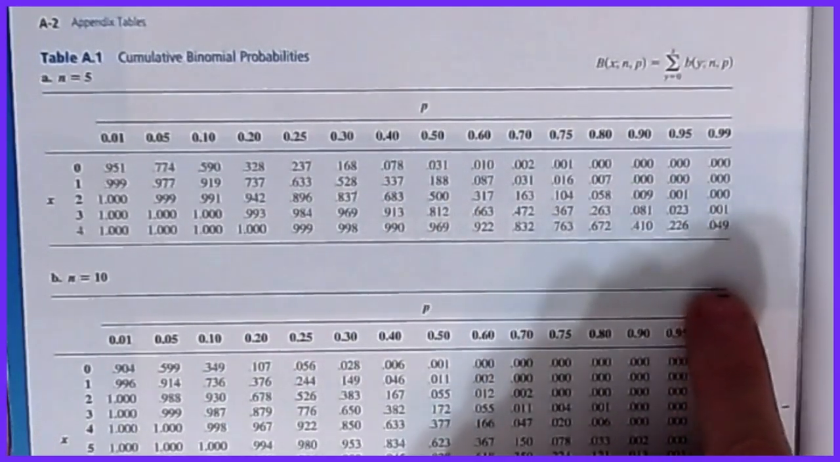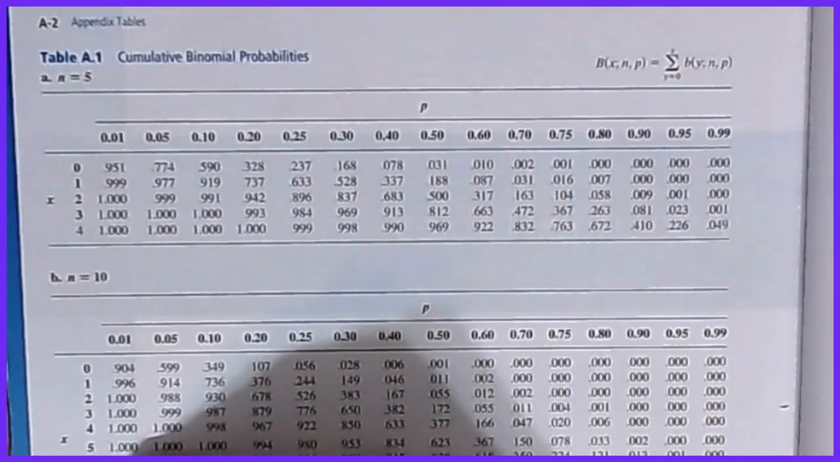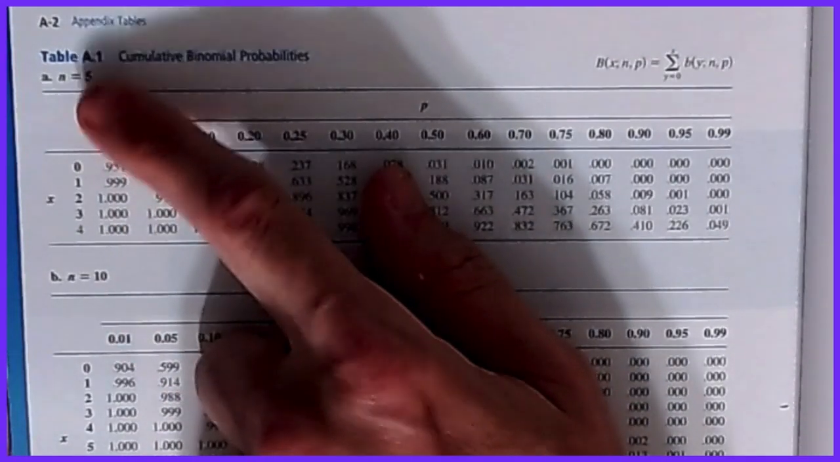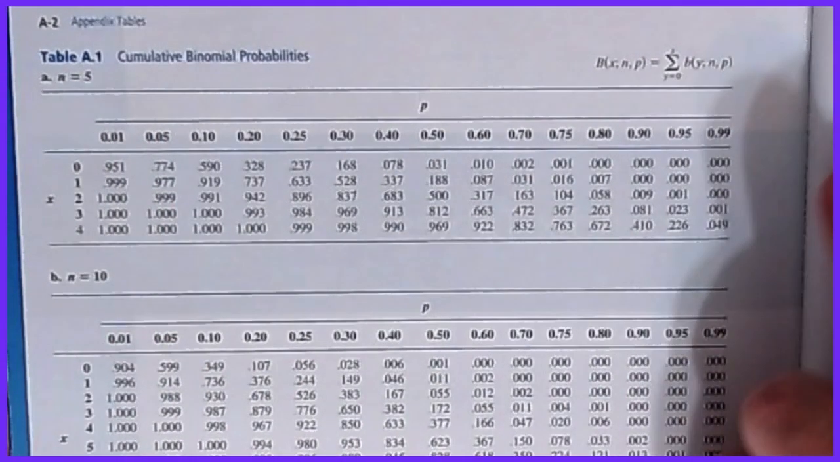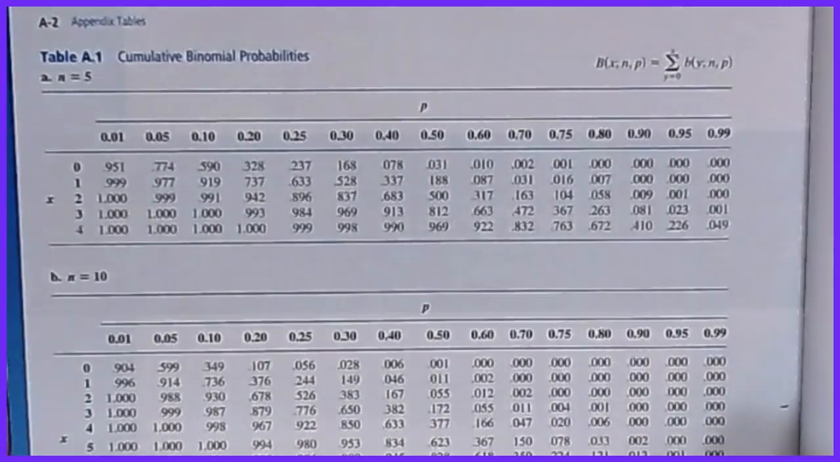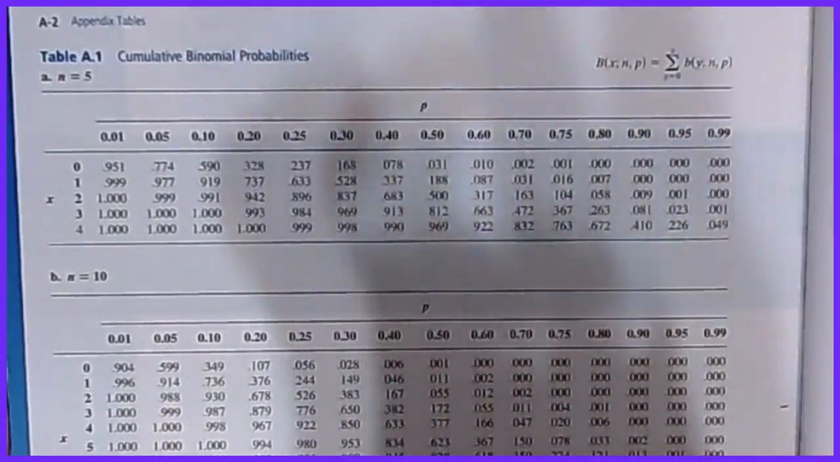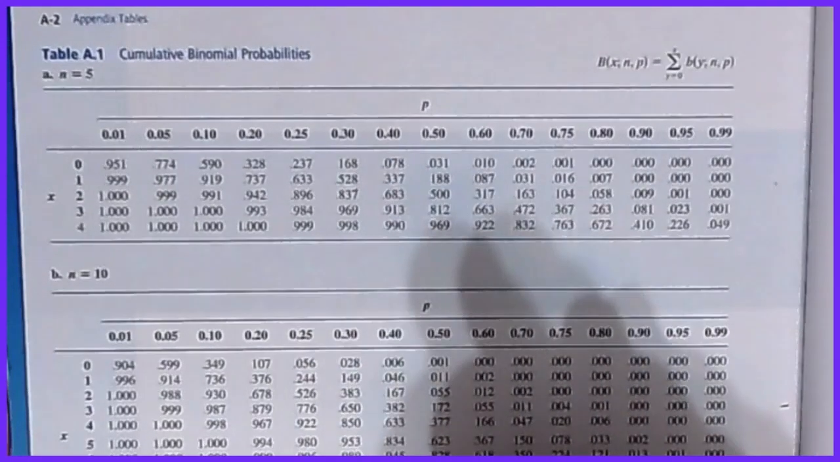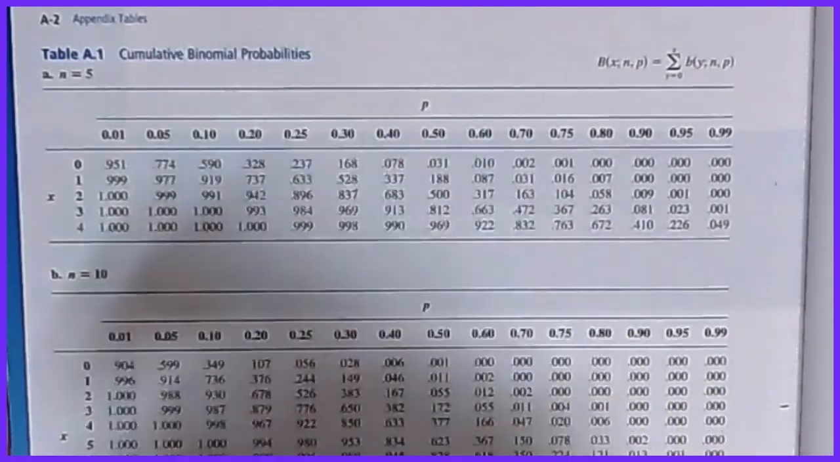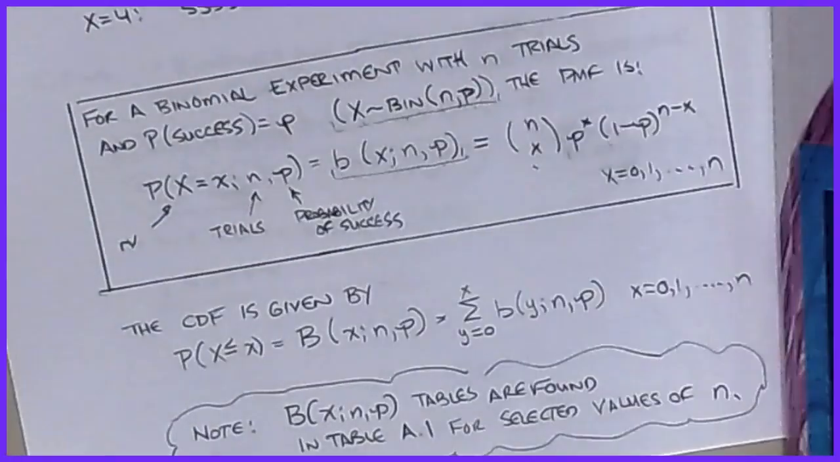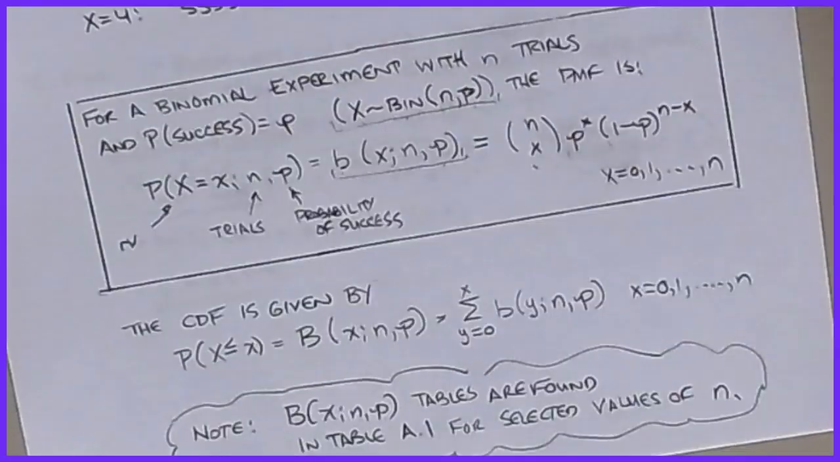Okay, and so again, the hardest part of this is making sure you get into the right table. Now again, they don't give you all of the tables. Like our textbook has 5 and 10 and 15 and then 20 over on the other page. So if you have some other number that's not in the table, you can't use the tables, but you can derive it. And in fact, it's really easy to set this up in Excel or in MATLAB or something like that.